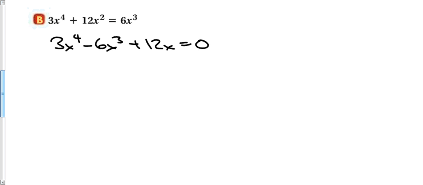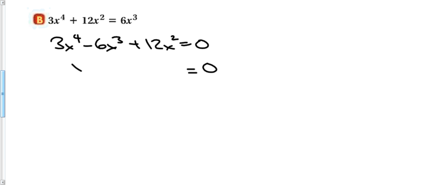I should also notice that not only is there a common factor of x squared, but everything is also divisible by 3. So let's divide everything by 3. If I divide the right-hand side by 3, I still get 0. 0 divided by 3 is still 0. And I can make this problem a lot easier on myself by dividing everything by 3.